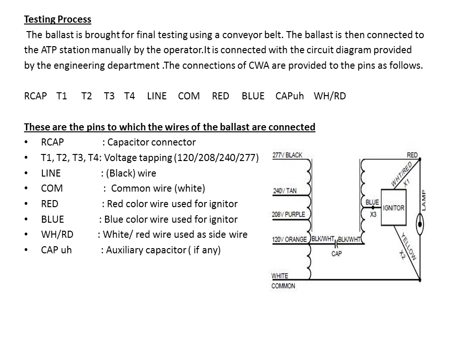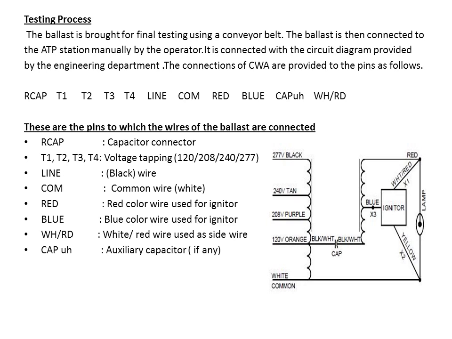It is connected with the circuit diagram provided by the engineering department. The connections of CWA are provided to the pins as follows. These are the pins to which the wires of the ballast are connected. R cap means capacitor connector. T1, T2, T3, T4 are the voltage tappings.